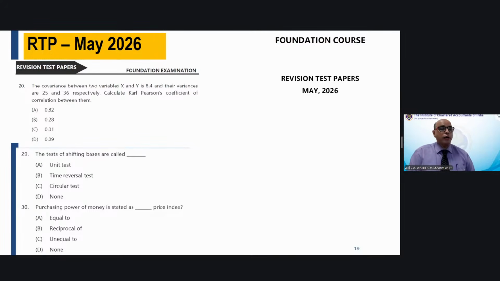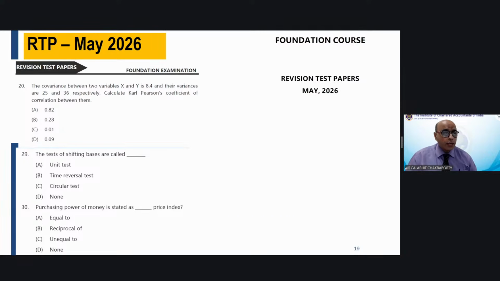29th question in the RTP, very important. The test of shifting the bases. इसे हम लोग क्या कहते हैं? Shifting of base को. हम लोग, we have seen this in circular test, right? So P01 into P12, right? So this is the circular test. So 29th question, we will click option C.